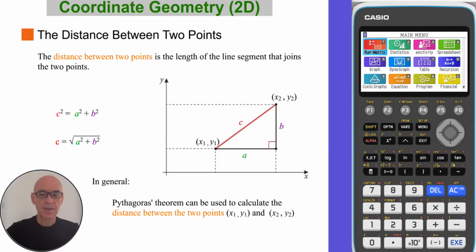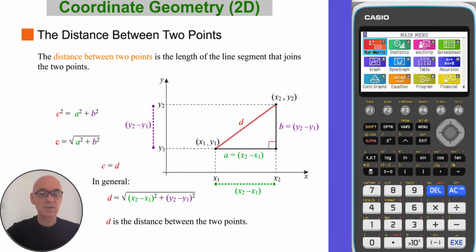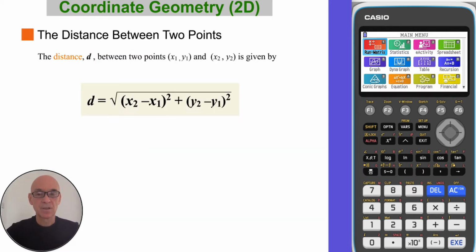So in general, Pythagoras' theorem can be used to calculate the distance between the 2 points x1, y1 and x2, y2. Subtracting the x-coordinates to give a, subtracting the y-coordinates to give b, and replacing the hypotenuse c with the letter d for distance. Substituting these into Pythagoras' theorem gives us the distance formula. And as already mentioned, this formula is given on page 2 of your formula booklet.